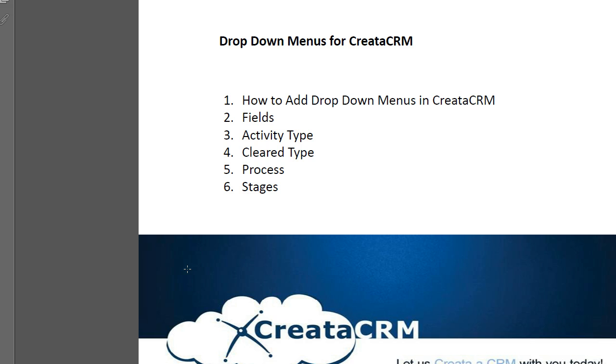Today I'm going to be showing you how to use the drop-down menus in Creata. There's about 5 different ways to do drop-down menus. You've got the field drop-down menus that help you have drop-down menus for your fields. You've got activity type drop-down menus. You've got clear types and processes and stages for sales opportunities. So let's have a look at the drop-down menus in Creata.